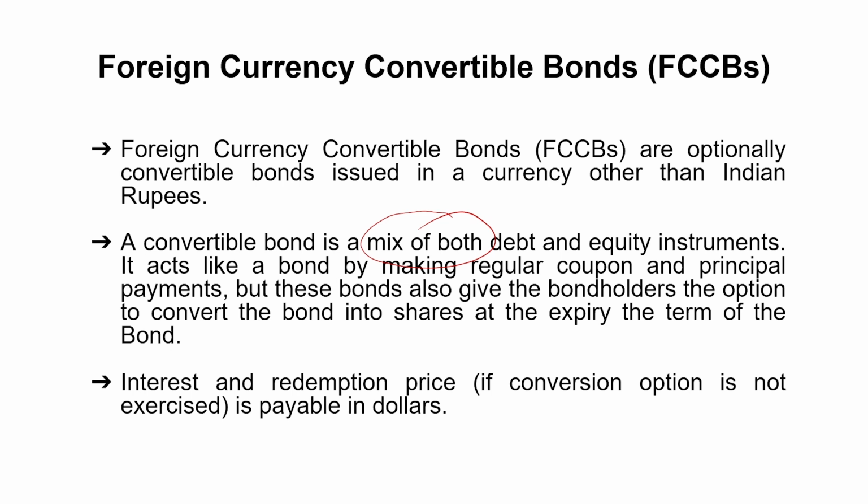So, interest and redemption price, if the conversion option is not exercised, is payable in dollars. That is based on contingent conditions. It means that it happens on some conditions. If you exercise this option, these features are available. If you exercise the other option, the other features are available.